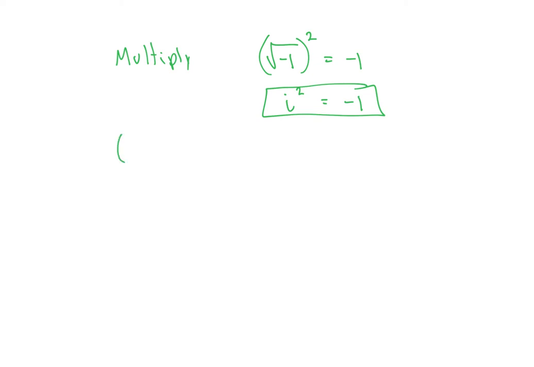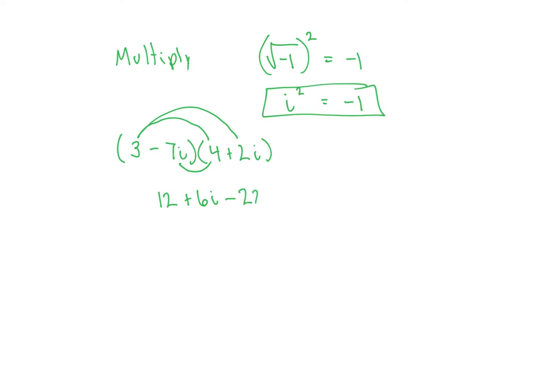So with that in mind, let's multiply. We'll just go right to a foiling. 3 minus 7i times 4 plus 2i. If we were to FOIL this, we have 3 times 4 is 12. 3 times 2i is 6i. Negative 7i times 4 is negative 28i. And hopefully, if I make a mistake, you will be forgiving of me today. Negative 7i times 2i is negative 14i squared.